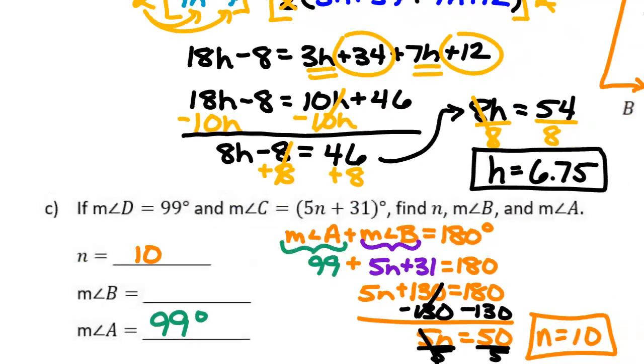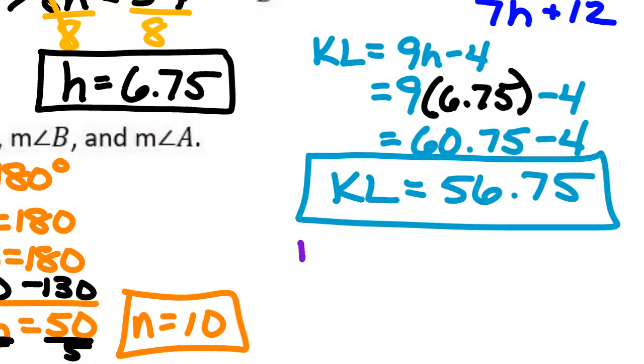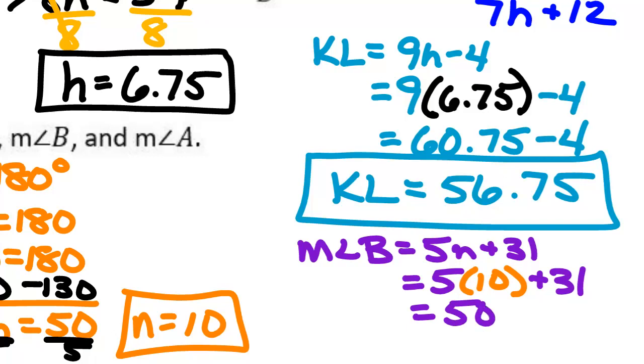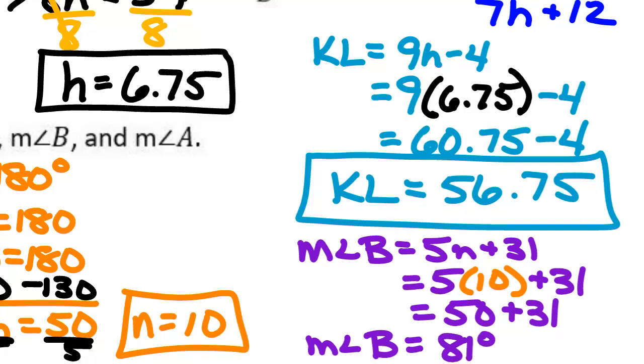Now I know that n is 10. I can find the measurement of angle B, because angle B is 5n plus 31 degrees. So I have 5 times 10 plus 31, which would be 50 plus 31. So the measurement of angle B is 81 degrees.